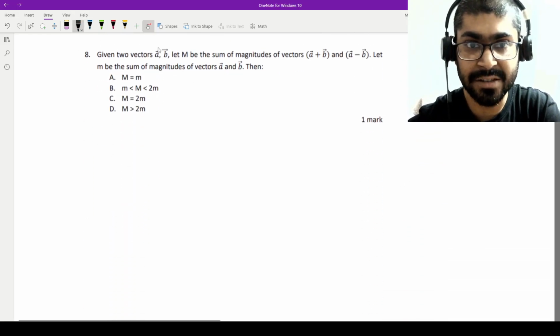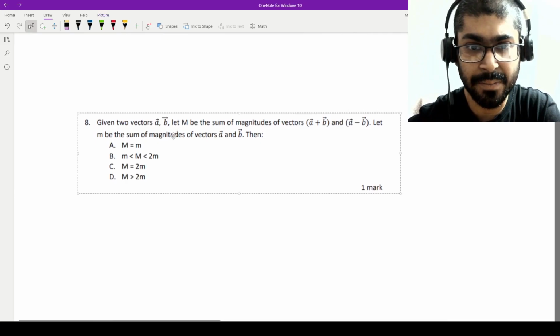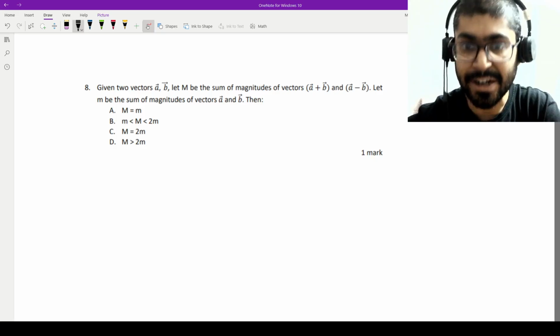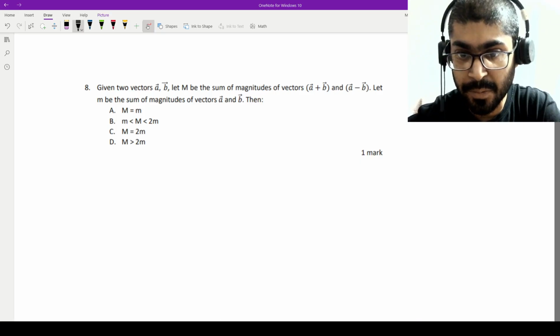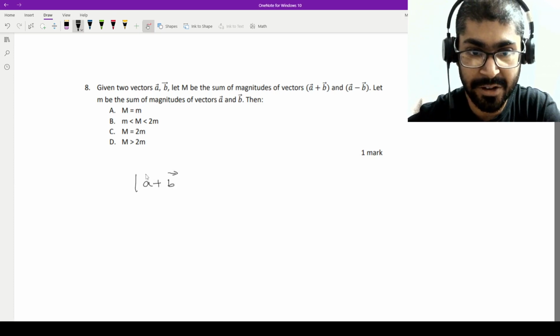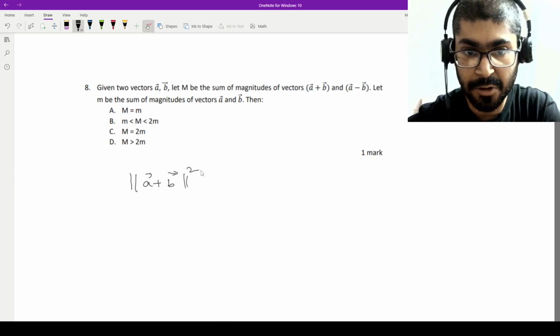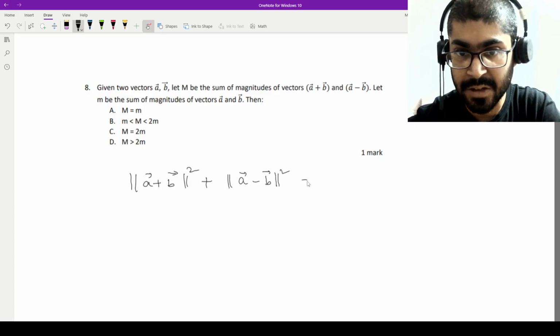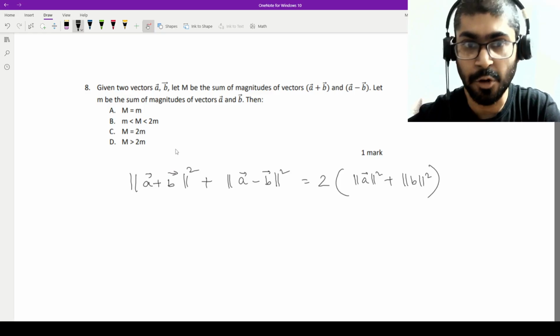Question 8 is on vectors, and you can just use the vector identities to solve it. So which vector identity are we going to use? We are going to use this vector identity on the addition of squares. Magnitude of a plus b whole square plus magnitude of a minus b whole square is equal to twice into a square plus b square. I hope you know how this is derived.